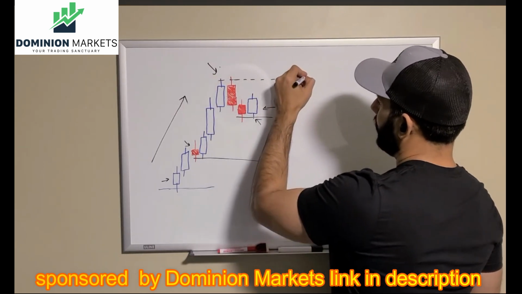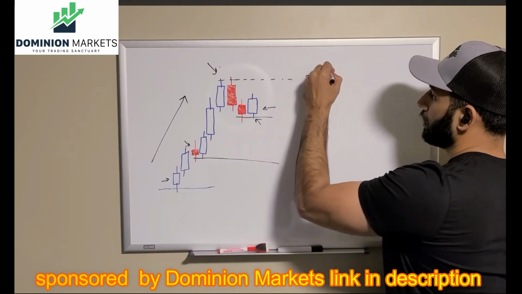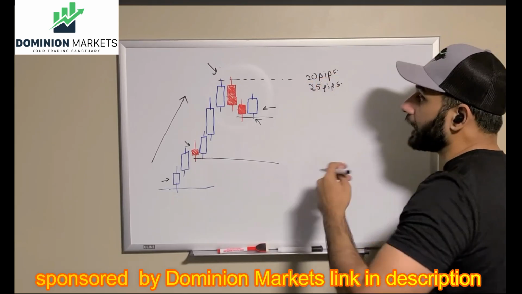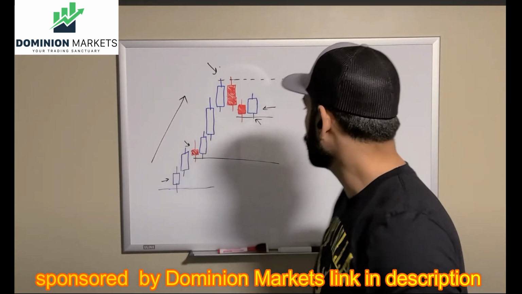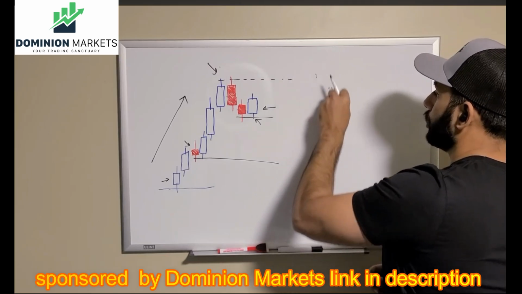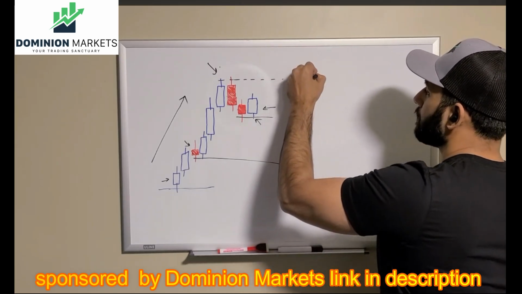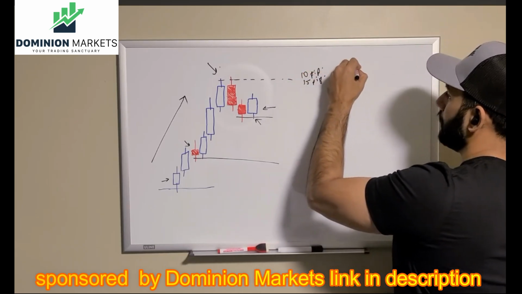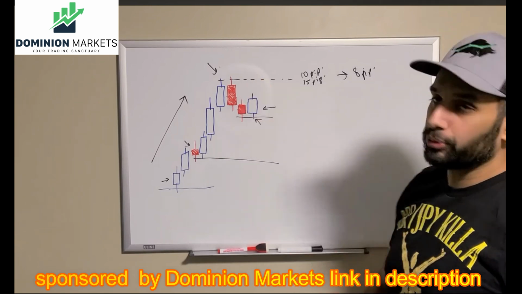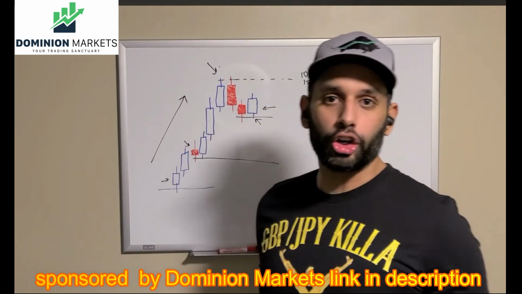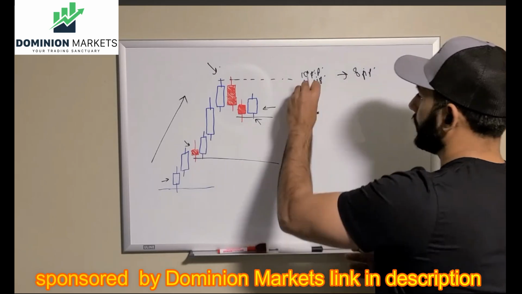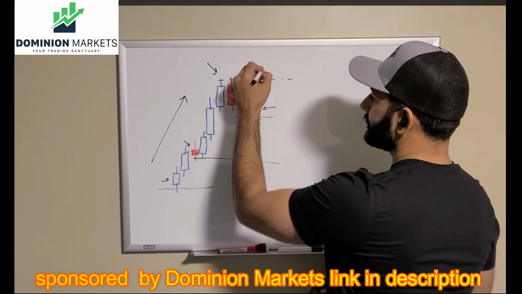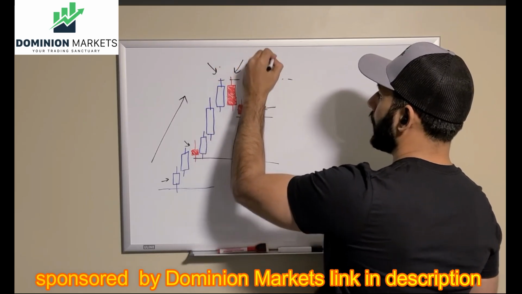If this resistance is around 20 or 25 pips away, then it makes perfect sense to take a buy. But more often than not, this resistance is hardly going to be that far. Maybe it's 10 pips, maybe 15 pips, and it might even be 8 pips. If you're taking a buy in an 8 pip range, it's obviously not going to work. So the best case scenario is to wait and see if the next candle breaks this high, and then you can take a buy position.